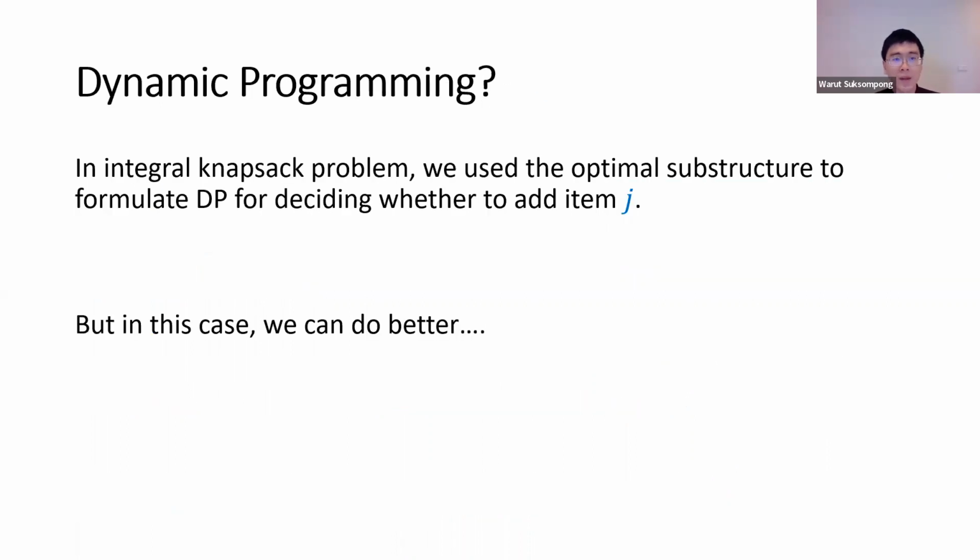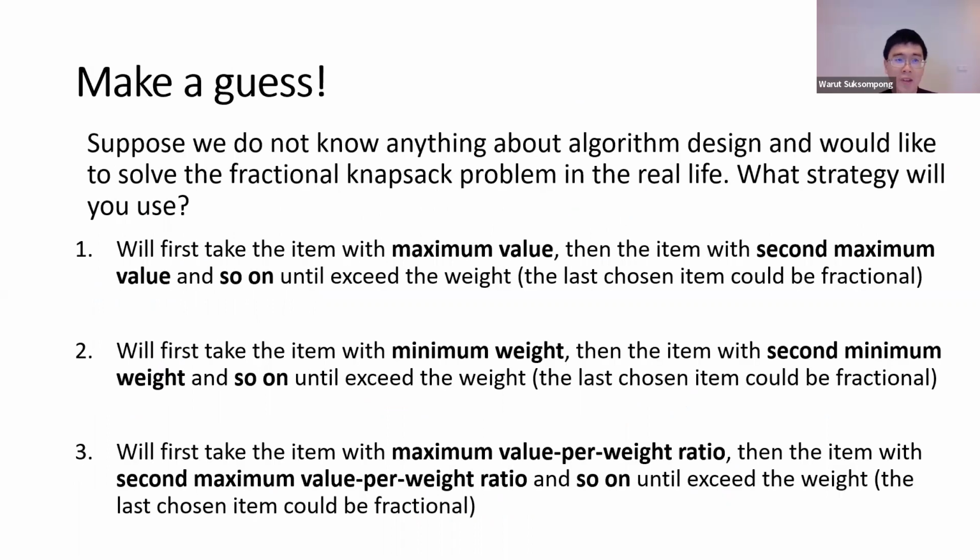Okay, so now in the integral knapsack problem, we use this optimal substructure to decide whether to add item J or not. We try both cases: add item J, not add item J, see what's better. But for fractional knapsack, we can do better. How? You can make a guess. Suppose you don't know anything about algorithm design and would like to solve this problem. You face this fractional knapsack problem in real life. So what strategy would you use?